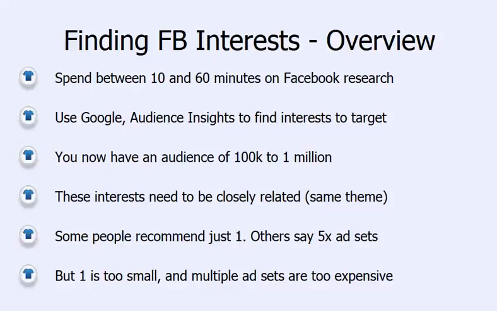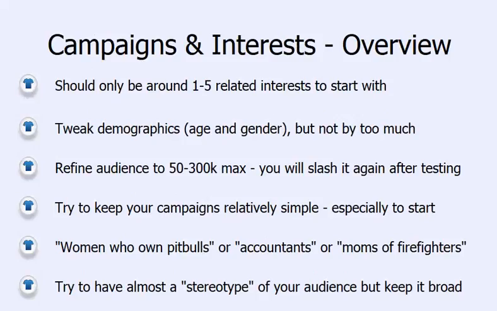But yeah, basically overall, I think for you guys starting out, having one interest is probably going to limit you too much, and having multiple ad sets is going to be too expensive. So I suggest you go in with just one ad set, one campaign, with between two and five interests. Very, very generally, you can do more. You can even just do one sometimes, but generally between two and five interests within that particular campaign.